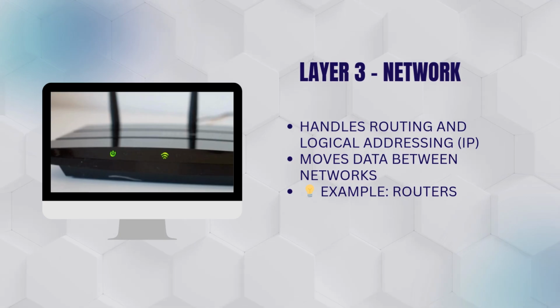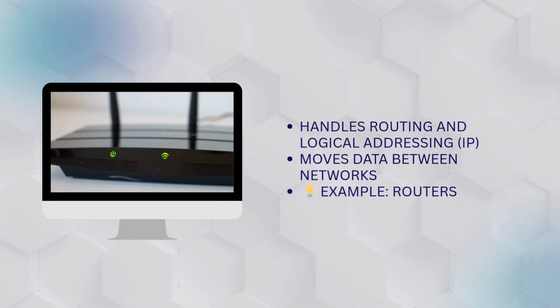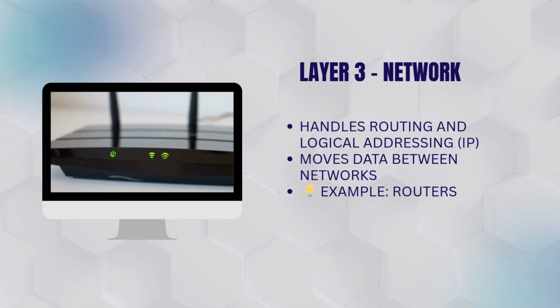Layer 3. The network layer is responsible for moving data between different networks, also known as an internetwork. Unlike the data link layer, which handles data transfer within a single network segment using hardware addresses, the network layer uses logical network addresses, like IP addresses, to route data across multiple networks.